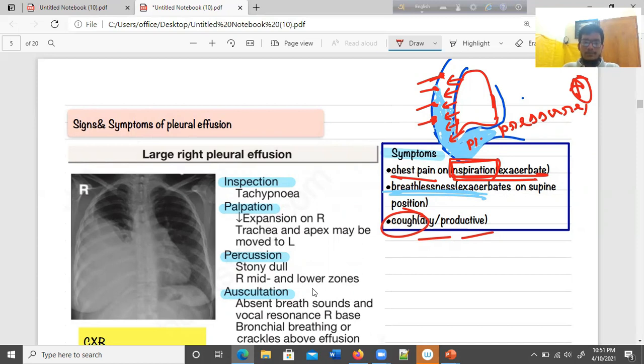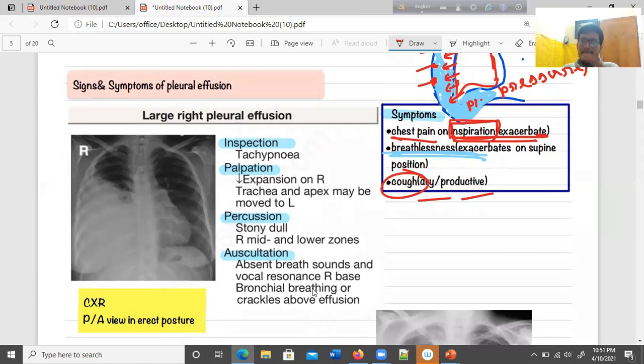Okay, now comes the clinical examination. We know that in case of respiratory examination, we do the clinical examination under 4 headings: on inspection, on palpation, on percussion, on auscultation.